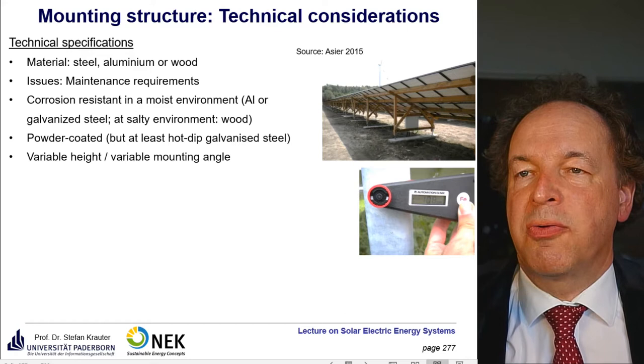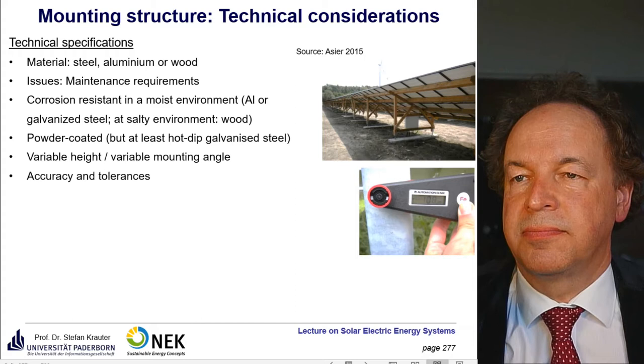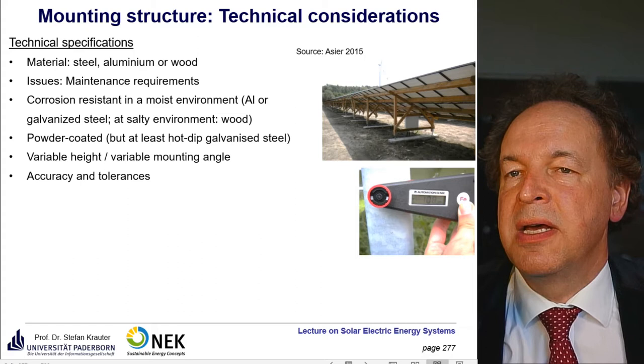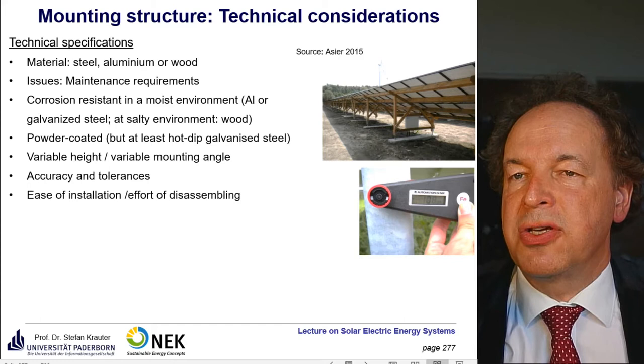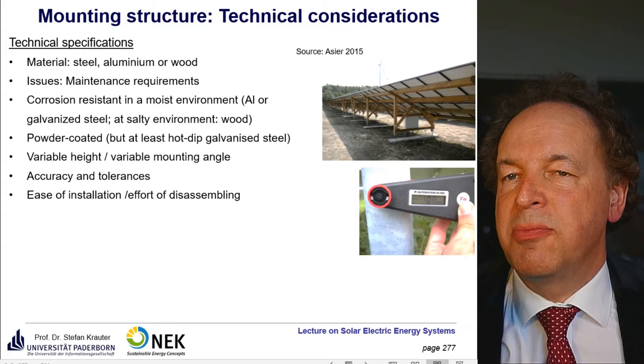Also quite important is a variable height and a variable mounting angle, because you seldom have a totally even surface where you mount the modules. Accuracy and tolerances could be affected not only by unevenness of the ground, but unevenness of the module structure itself, if it's not really made in a proper way. Ease of installation and effort of disassembling is also an important issue, so you may save some money for the structure, but eventually you have to pay more for the installation cost, because it takes more time. We will see later a movie about a very efficient way of mounting modules that saves a lot of time and money for the mounting system.